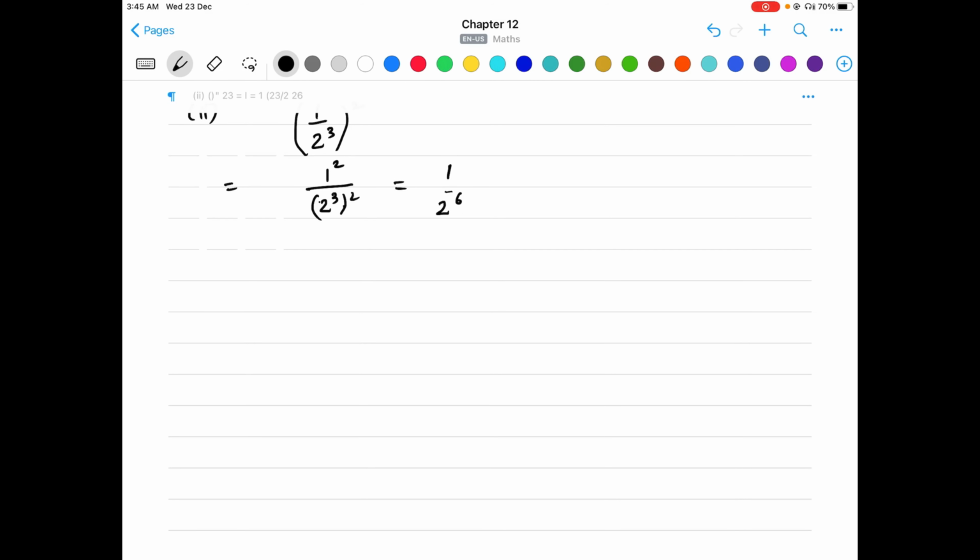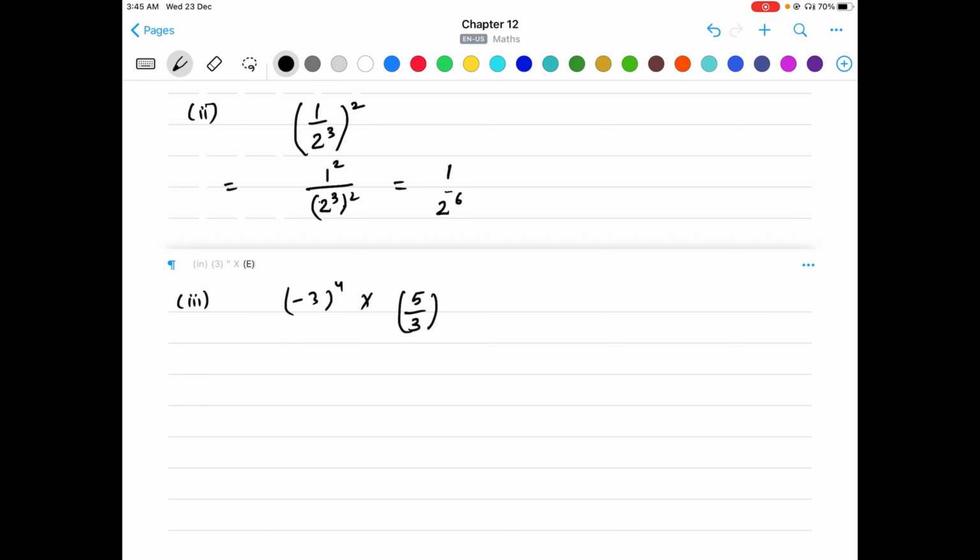Now the next one, part 3. We have minus 3 power 4 into 5 by 3 power 4. Now what we are going to do here is change this one. We have this minus 3 power 4, and also we have 5 by 3 power 4. We can write this, by opening this bracket, as 5 power 4 and 3 power 4.